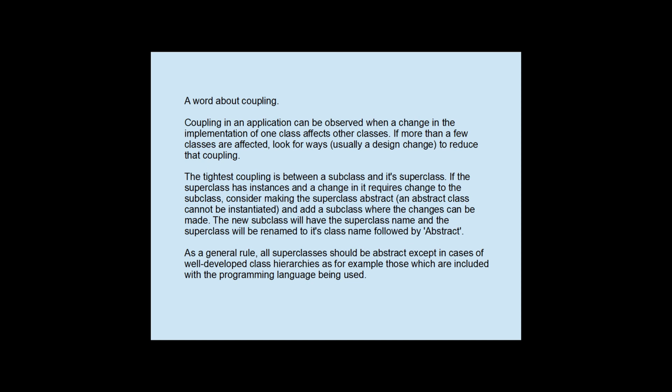A word about coupling. Coupling in an application can be observed when a change in the implementation of one class affects other classes. If more than a few classes are affected, look for ways, usually a design change, to reduce that coupling. The tightest coupling is between a subclass and its superclass. If the superclass has instances and a change in it requires change to the subclass, consider making the superclass abstract. An abstract class cannot be instantiated. And add a subclass where the changes can be made.